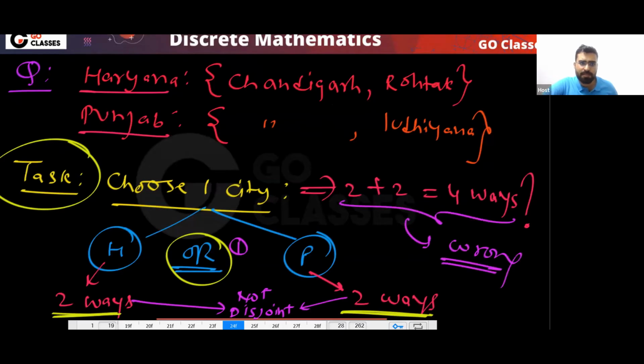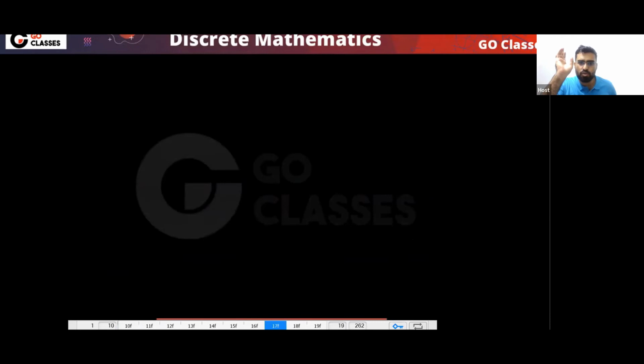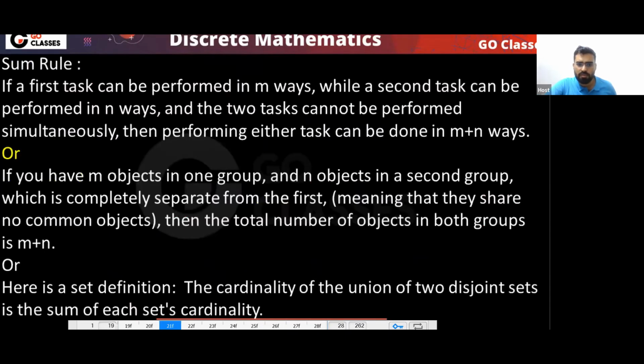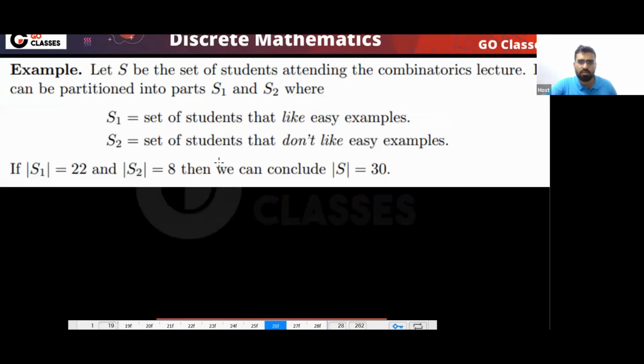See, this is a simple example. Right now you are thinking that this is a very simple thing. But you will make mistakes when there are some complicated questions, and I don't want you to make mistakes. So remember this point. These two conditions should be satisfied: there should be an "or", and the options must be mutually disjoint. Okay, so let's move on. Now let's solve some questions.